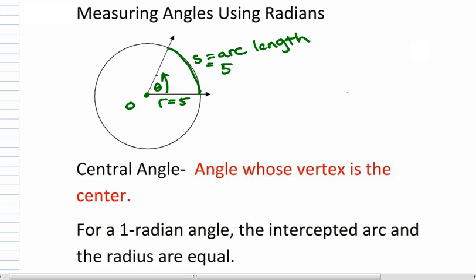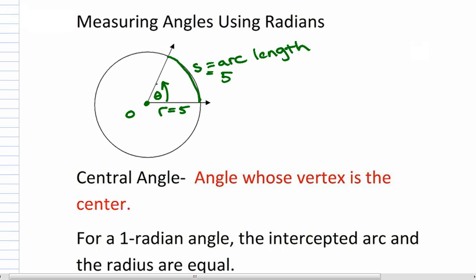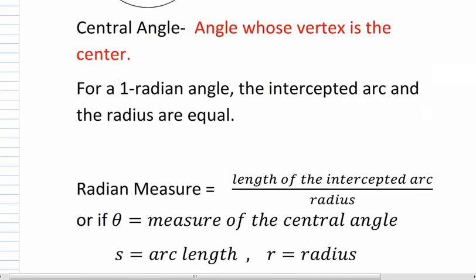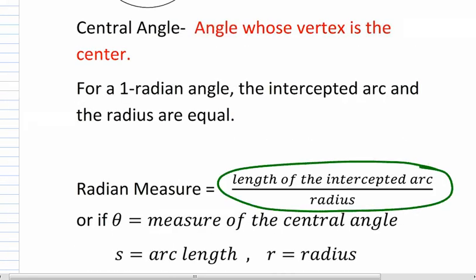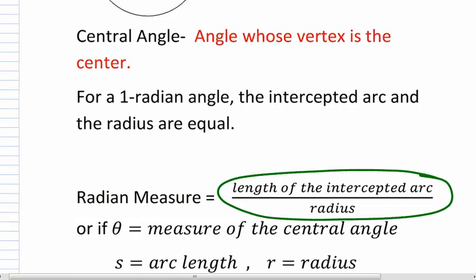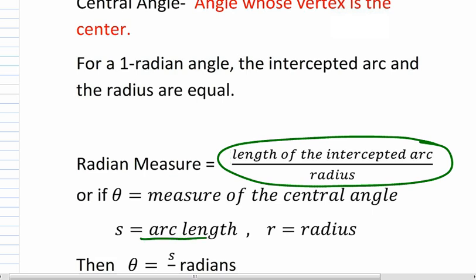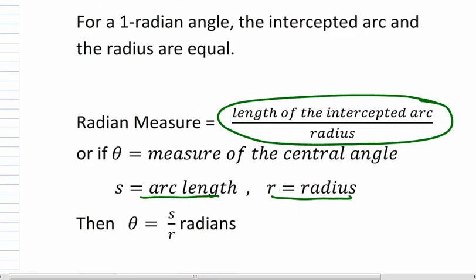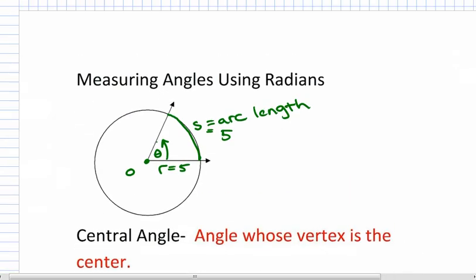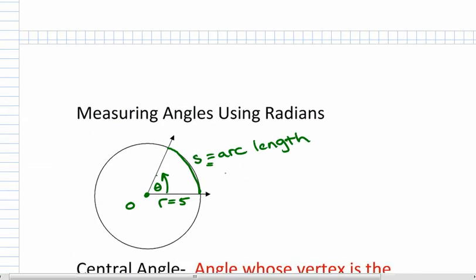then that means that the measure of the angle is 1 radian, because a radian measure is the length of the intercepted arc over the radius, where S is the arc length and R is the radius. So basically it follows that the angle measure would then be S over R in radians. So going back to this picture here, if I said that the arc length was 15 and the radius is 5, then the central angle is going to be 15 over 5, which is 3 radians.